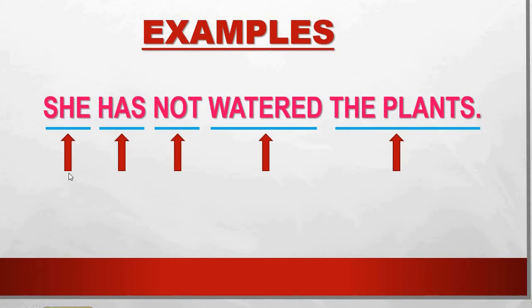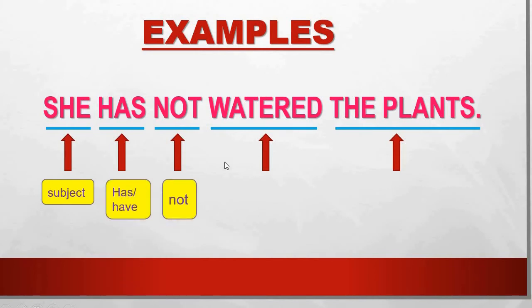She means here subject, then has or have, not. Watered is the past participle of the verb. The plants is the rest.